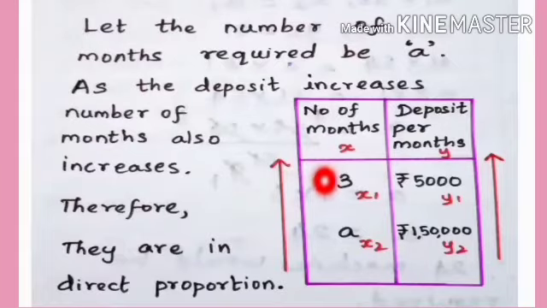Now form a tabular column, and here number of months and deposit are the two quantities which are to be compared, and let it be X and Y. And here for 3 months the deposit will be 5,000 and for the unknown number of months the deposit is 1,50,000. Let the number of months required be A. As the deposit increases, number of months also increases. Therefore, they are in direct proportion.